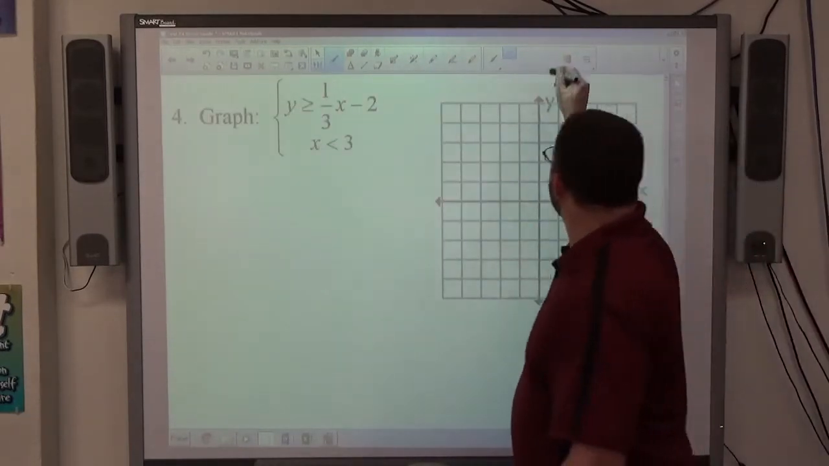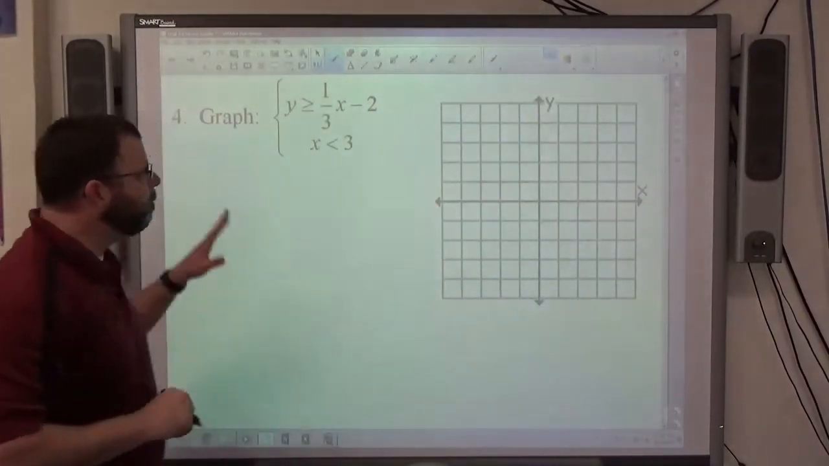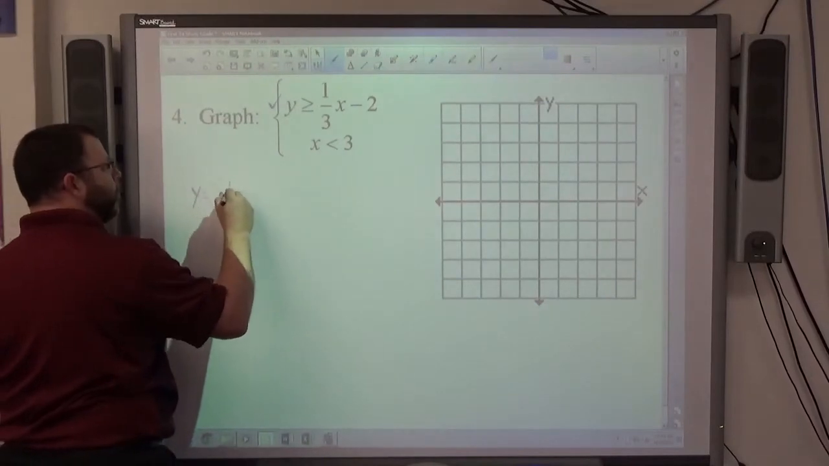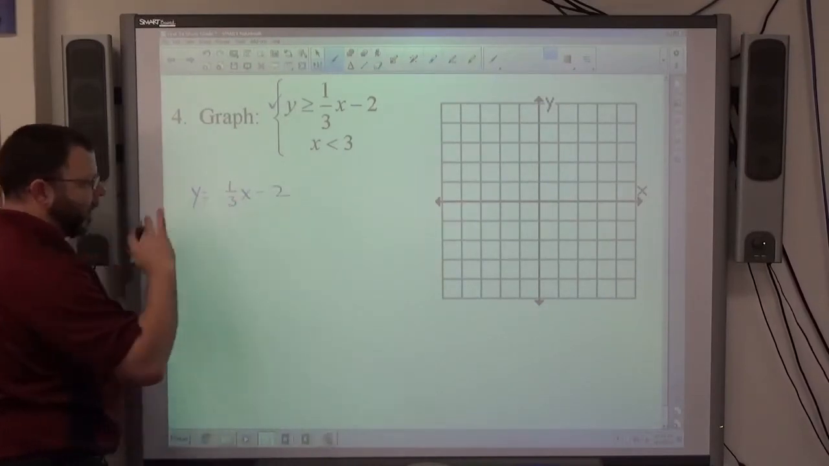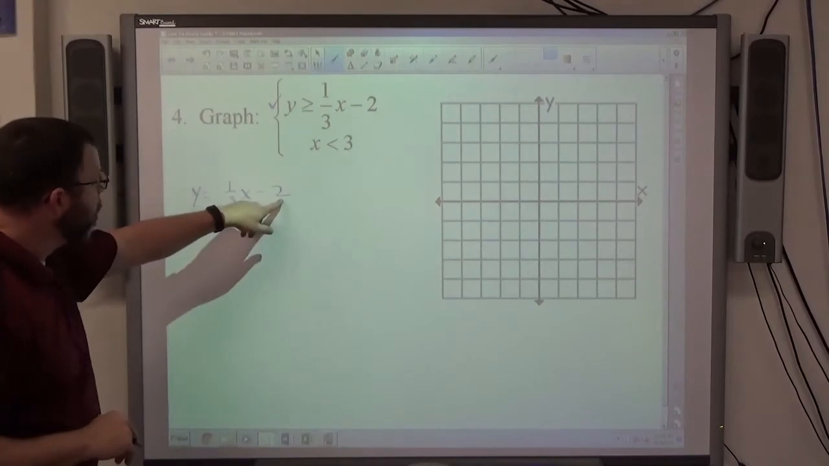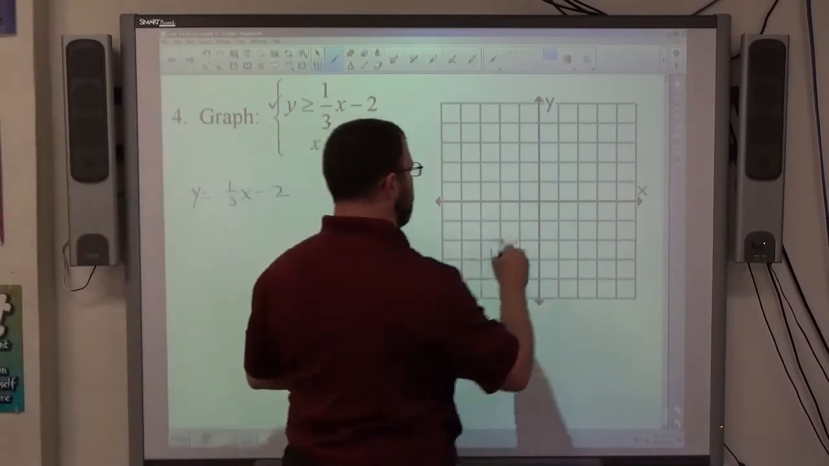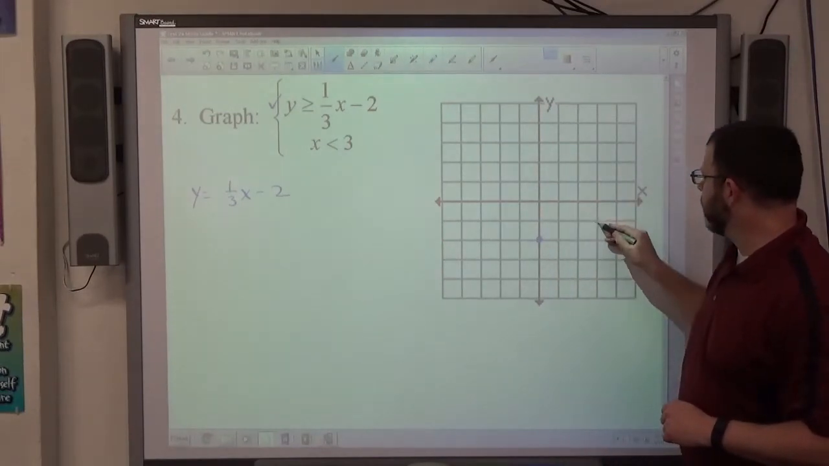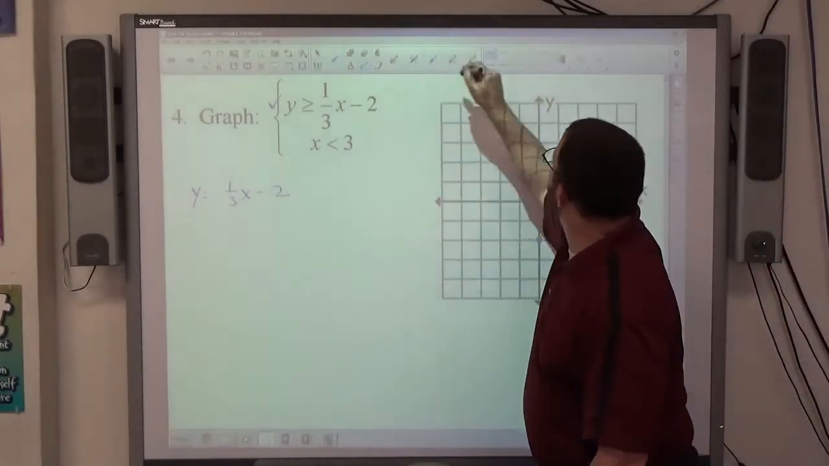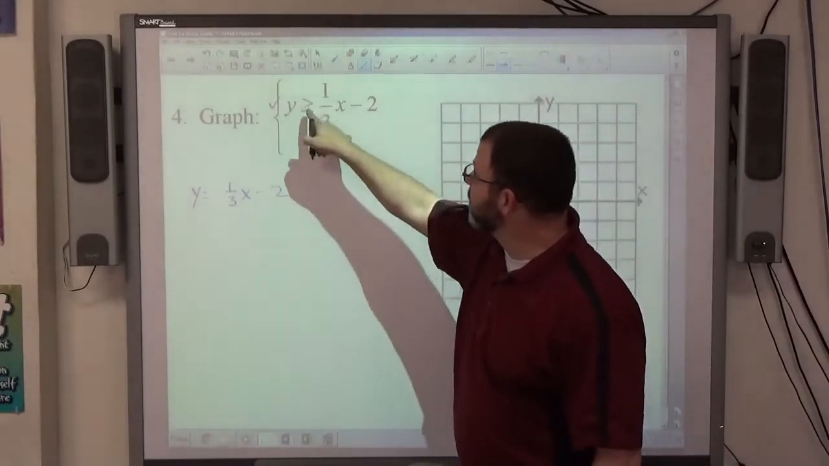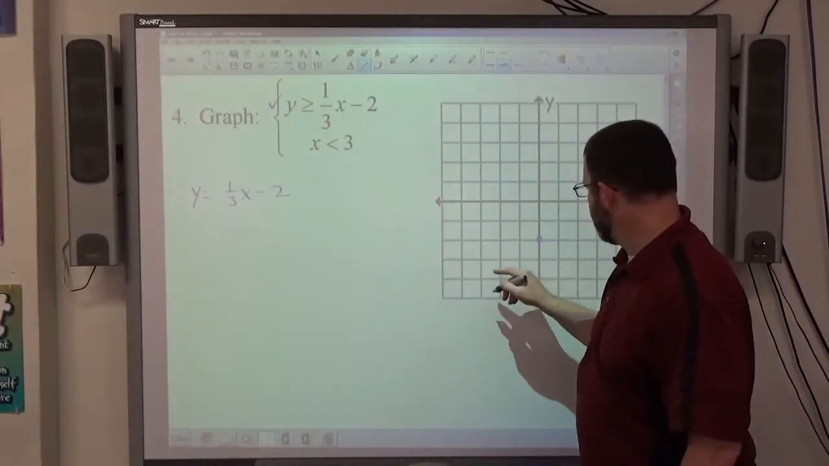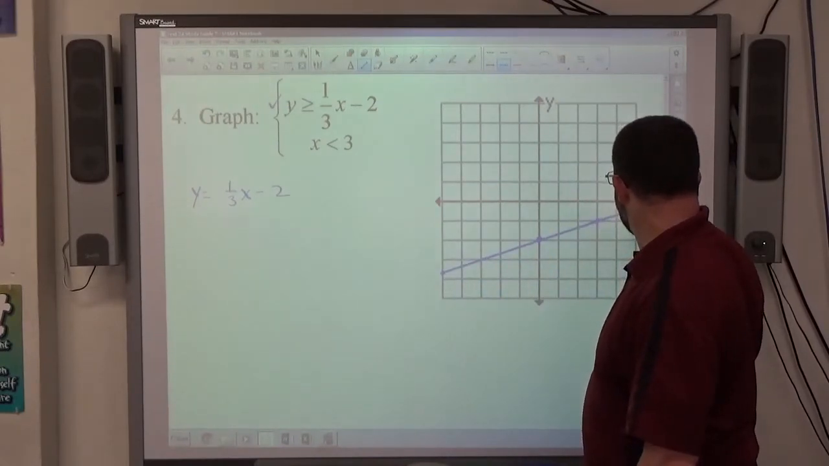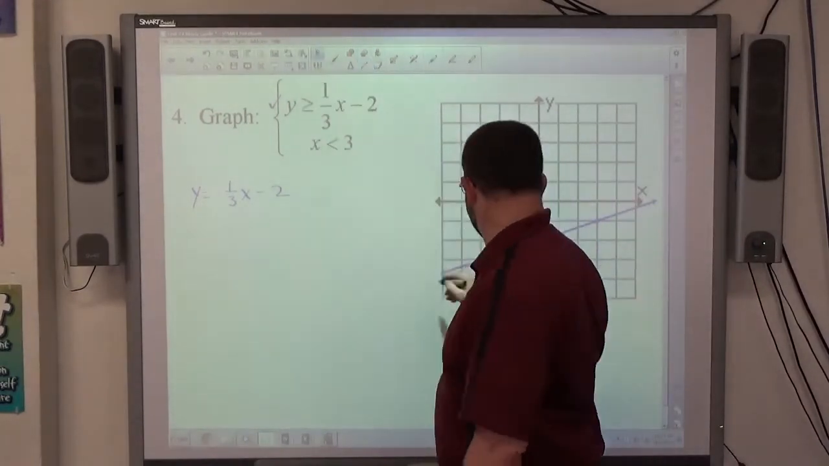Number 4, graphing a system of inequalities. Job 1 is to graph the linear boundaries. If I take a look at this one here, y equals 1/3 x minus 2. Again, just imagine it as an equation. Y-intercept negative 2, slope 1/3. So y-intercept is negative 2, slope is positive 1/3, so up 1, right 3. And if I connect those, I'm going to connect that with a solid line because it says equals to. About like so. So that will be the first boundary line.